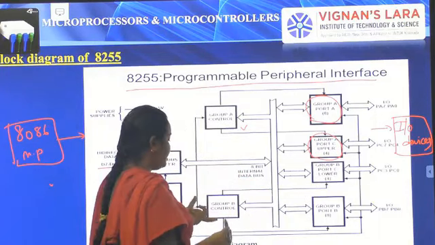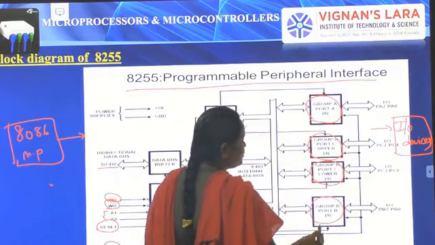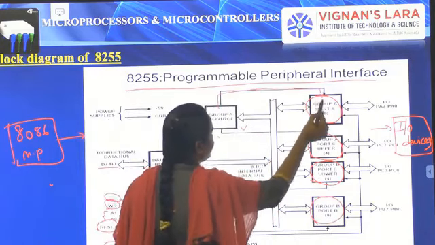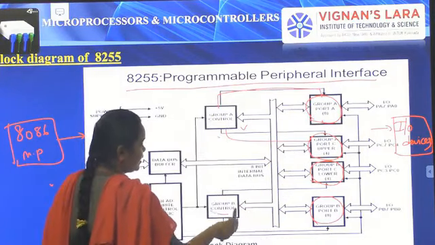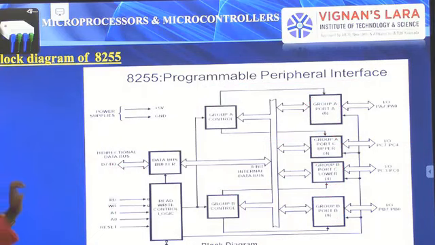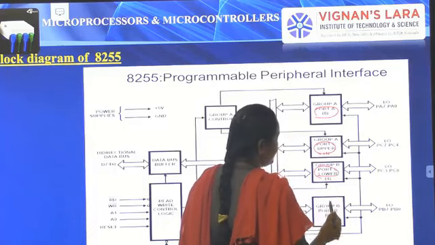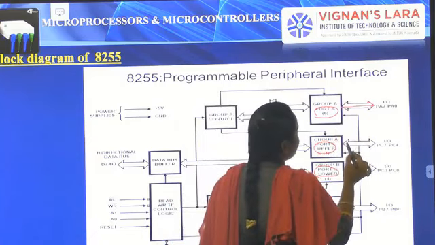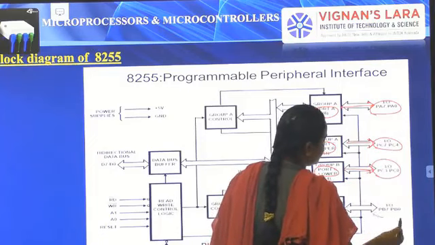Port C upper, and under the control of group B, we have group B port C lower and group B port B, 8 bits. So group A controls port A and port C upper, and group B controls port B and port C lower. These port A, port C, and port B are used to carry the information to the input and output devices. These are the input and output devices.